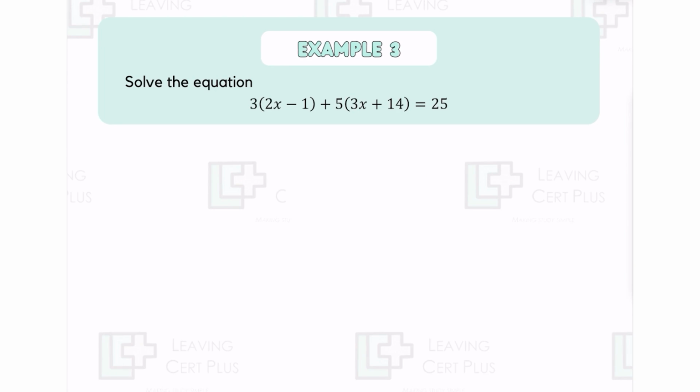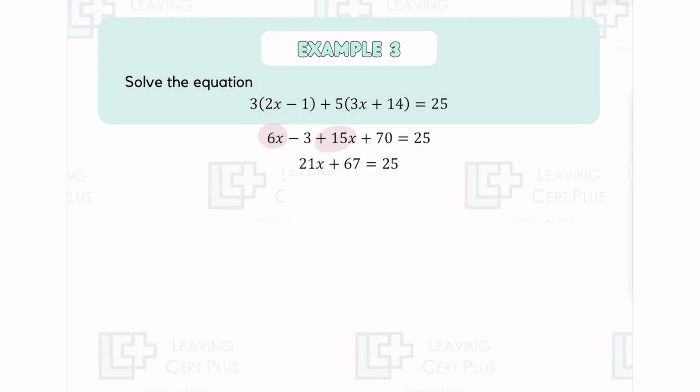So how do we do? The first thing we should have concentrated on is multiplying out those brackets. This would have left me with this line here. Then you'll see on the left hand side that 6x and 15x are like terms, and 70 take away 3 is also like. So this would have left me with a simplified line of 21x plus 67 equals 25.